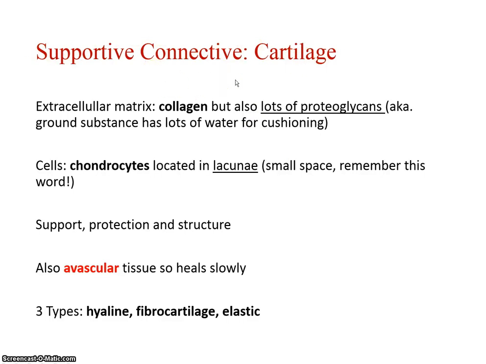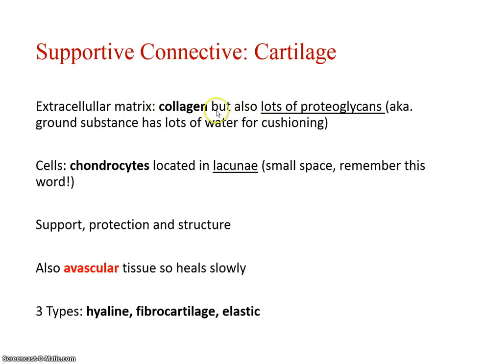Those are the examples of what we call connective tissue proper, separated by loose and dense. So supportive connective tissue, cartilage is an example of that. In this case, the extracellular matrix has collagen, but we have a lot more of these chemicals called proteoglycans. Again, this is stuff like glucosamines and chondroitin sulfates, things that they try to sell people when they have joint problems.